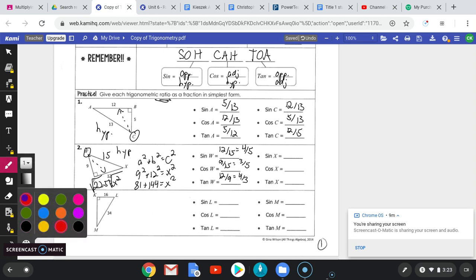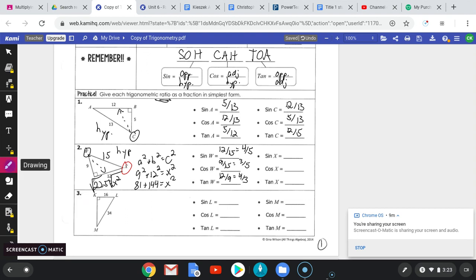And I do the same thing, but in terms of x here. So sine of x would be opposite, 9 over 15, or 3 over 5. Cosine of x would be 12 over 15, or 4 over 5. And tangent of x would be opposite over adjacent, so 9 over 12, which is going to be 3 over 4. And that, ladies and gentlemen, is how you deal with trig ratios.